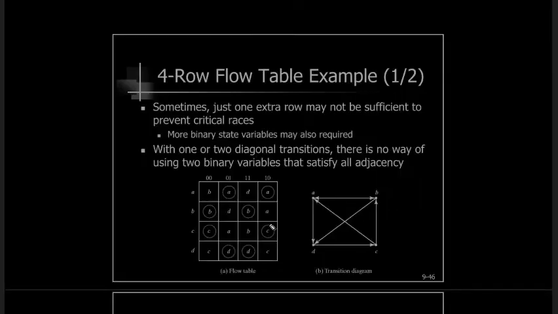Let's take another example. So here we have a 4-row flow table. So we have the transition diagram, and from this diagram I can see that we have diagonal transitions. So if I try to assign the states using two binary variables 00, 01, 11 and 10, we can see that the transition between A and C and B and D involves the change of two variables. So when there are diagonal transitions, we can't satisfy all the adjacencies using only two binary variables. So we use the shared row method.